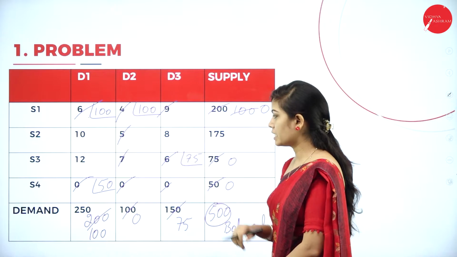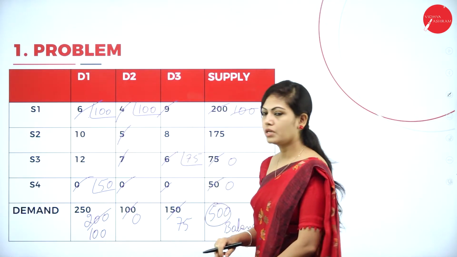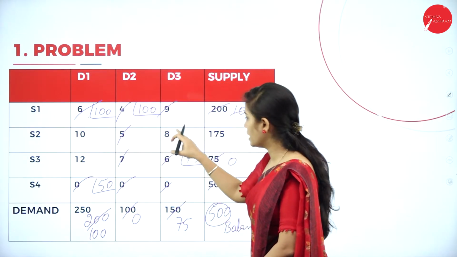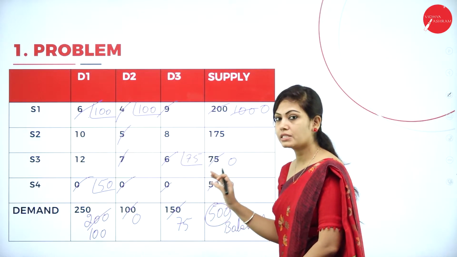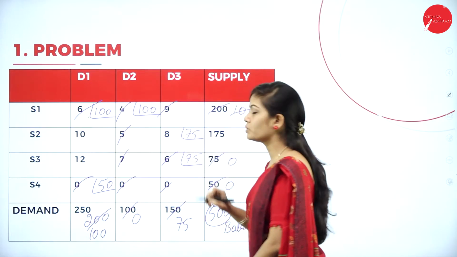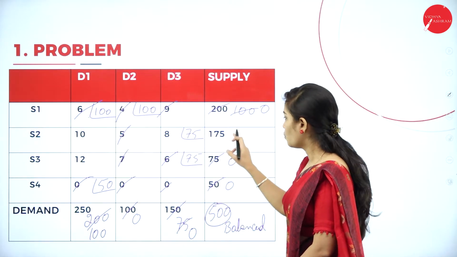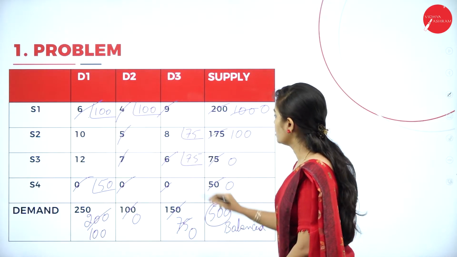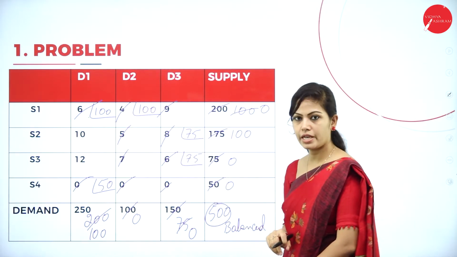And the next least value is 8. We have 8, 10 and 12. Next least value is 8. So 75 is there, 175 is there. 75 is my least value. I will allocate 75 rupees to this cell. So it will become 0. And 175 minus 75 is 100. So I can cancel this column. So here I have 100.